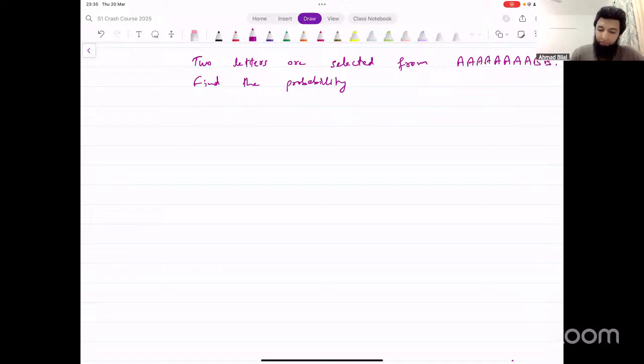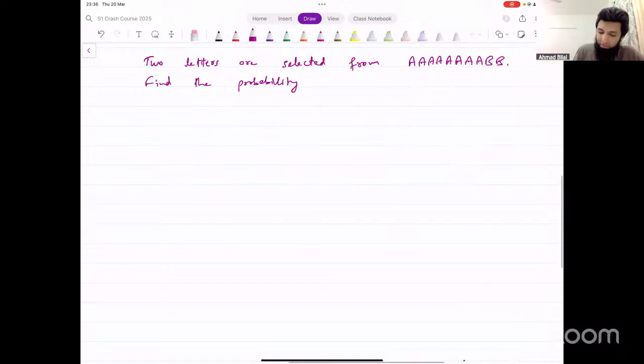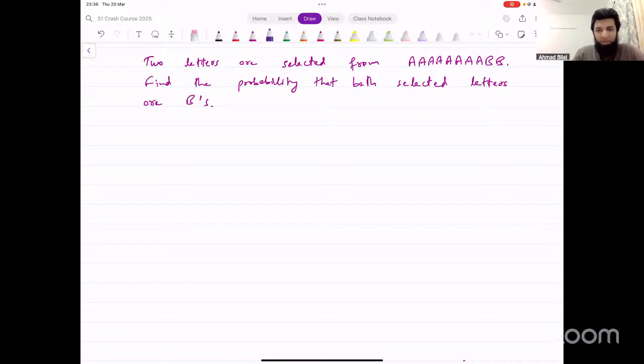We want to find the probability that both selected letters are B's. Now, let's write down the possible combinations that we can have. What are the possible combinations in this case? One possible combination would be AA. Another would be AB. And another would be BB. So we have three possible combinations.